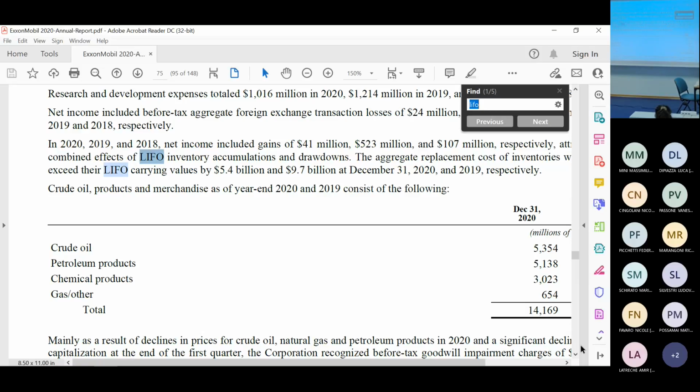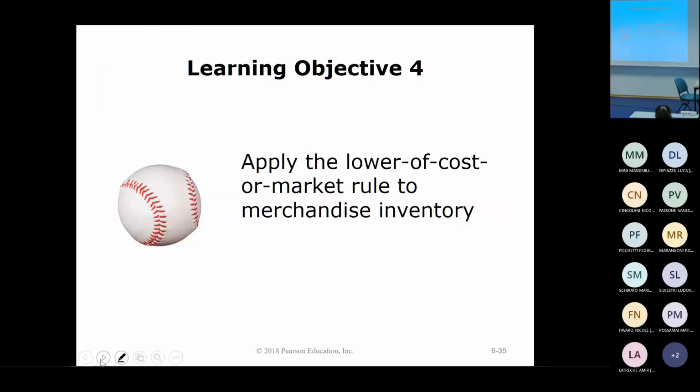Now, since we were talking about the lower of cost or market rule, let me go back to my presentation and let me explain how we apply this. Applying the lower of cost or market rule to the inventory means that we need to compare the value of the inventory with the market value, which is something that, for instance, the oil company we just examined does, and they say, well, everything is fine because the market value is greater than the cost, so we don't have to do anything. Okay, so we apply the lower of the two values, the lower between cost and market.